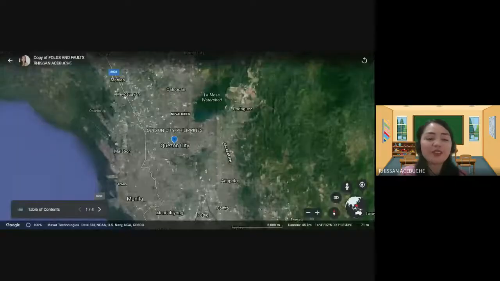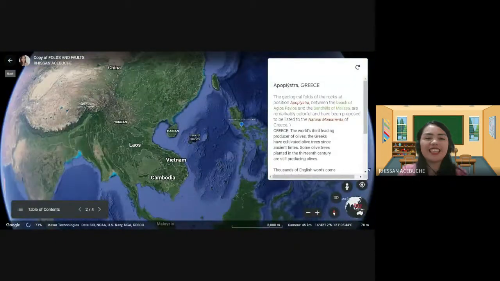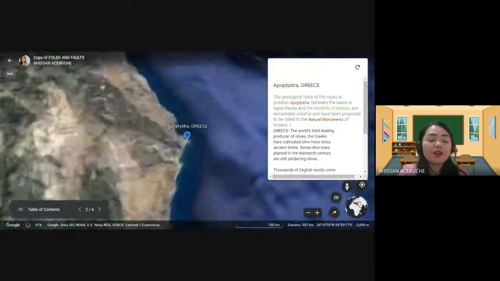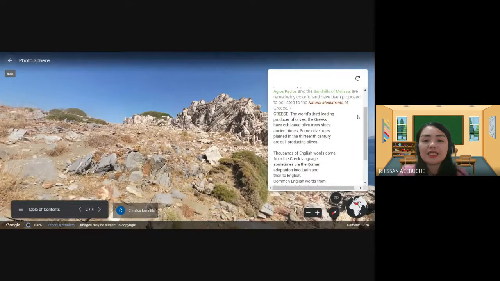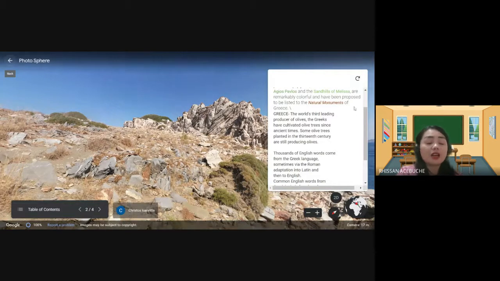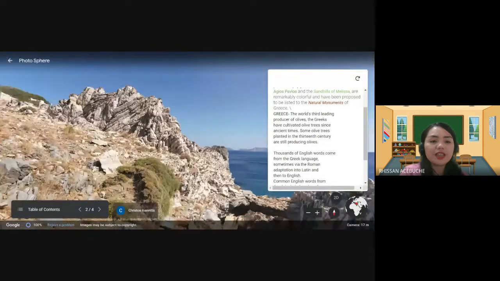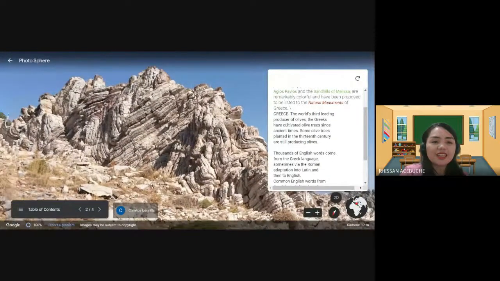There. All right, so of course, we begin with our place. We are from Quezon City, so let's fly to the next destination. Our next destination is Apoplistra, Greece. If you remember your lessons in your history or Araling Panlipunan, the world's third leading producer of olives are actually Greek, right? There. So let's now observe here in our Google Earth, as you can see.